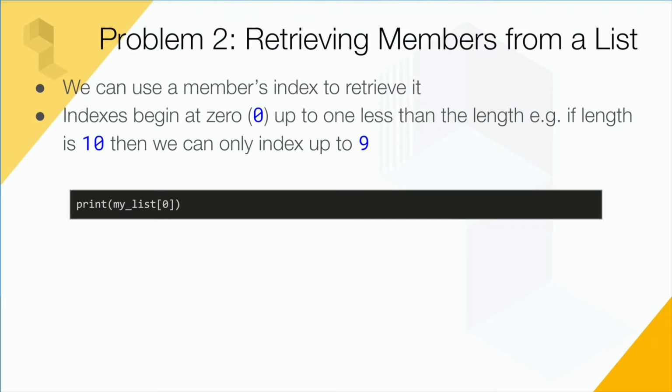Problem number 2, retrieving members from a list. Once we have members in the list, we can refer to each member if we know its position. As with many other programming languages, each member's position is referred to as its index and begins at 0 up to the length minus 1. That is, if you have a list of 10 members, the indexes will range from 0 to 9.